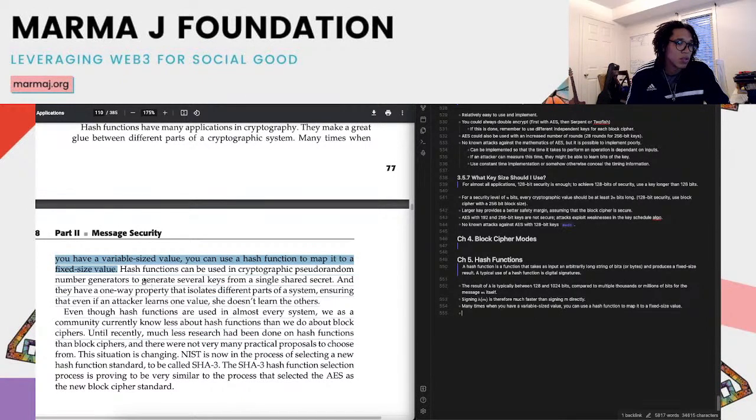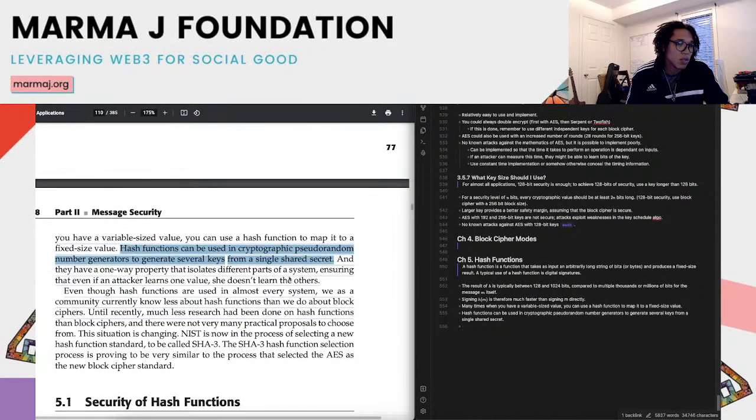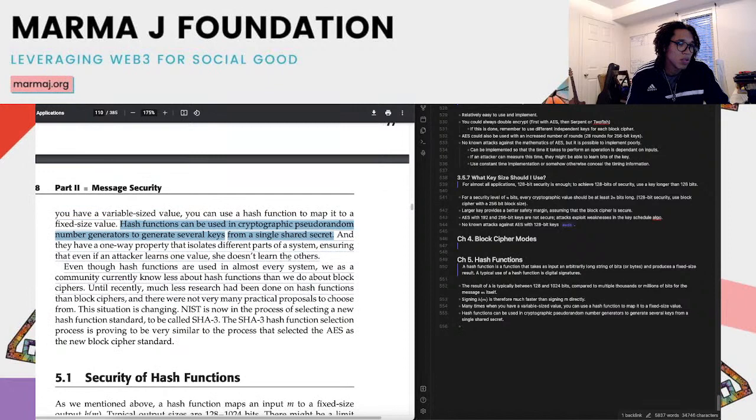Even though hash functions are used in almost every system, we as a community currently know less about hash functions than we do about block ciphers. Until recently, much less research had been done on hash functions than block ciphers, and there were not very many practical proposals to choose from. This situation is changing. NIST is now in the process of selecting a new hash function standard, to be called SHA-3. The SHA-3 selection process is proving to be very similar to the process that selected the AES as the new block cipher standard.